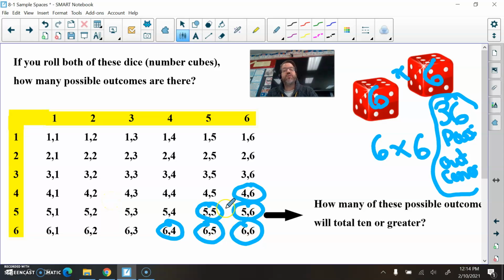I have 1, 2, 3, 4, 5, 6 of these possible outcomes that will total 10 or greater. 6 of the 36. If you were to simplify that, that'd be 1 out of 6. That would give you a 10 or greater. So if you're wondering, why can't I ever roll a large sum when I'm rolling dice? Well, you really only have a 1 in 6 chance of rolling a 10 or greater.